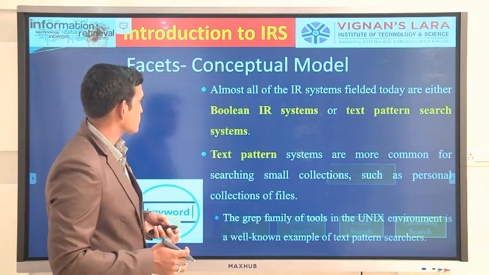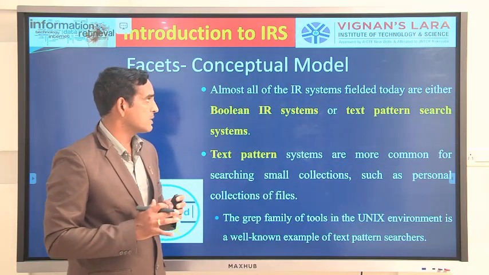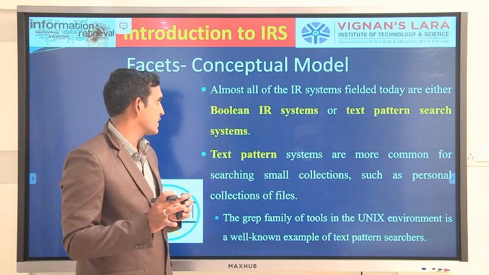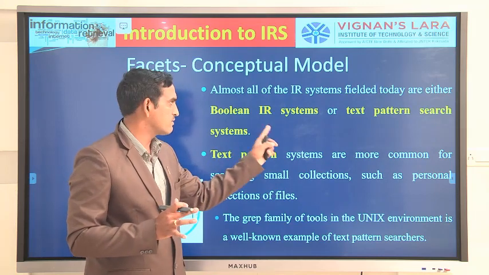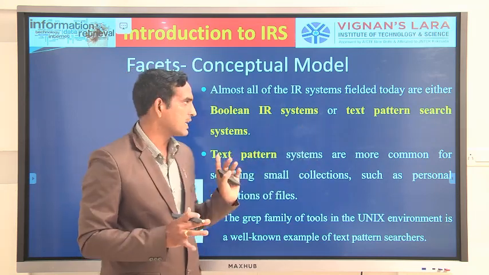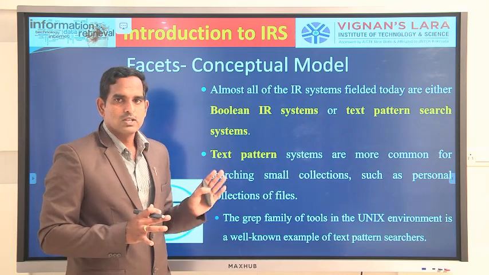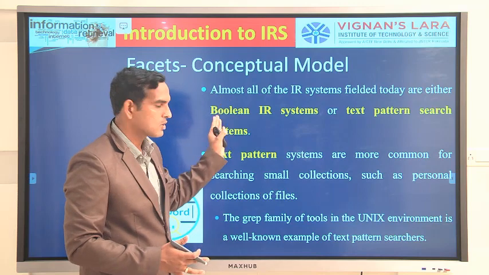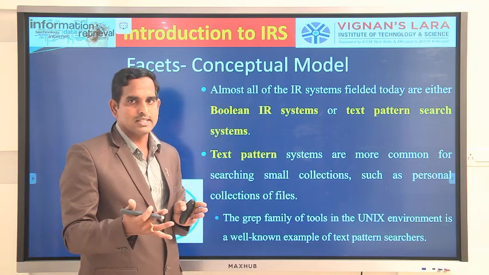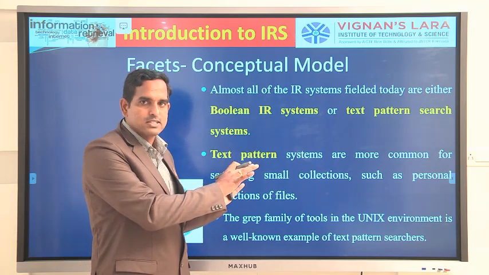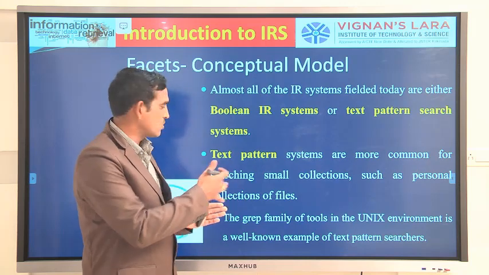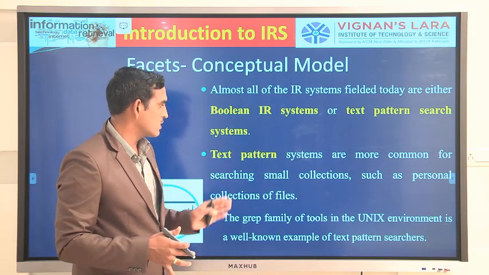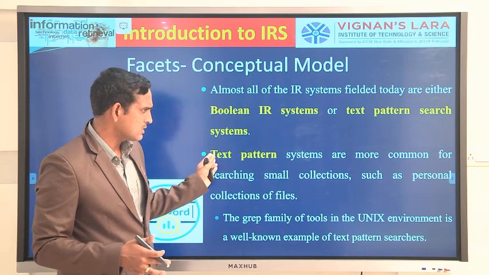Next, almost all the information retrieval systems fielded today are either Boolean information retrieval systems or text pattern systems. Okay, so most of the information retrieval systems will be in this manner. But there are other things, that is inexact match searches also are present. I will show you one by one. So first we will be looking at what the text pattern systems are.